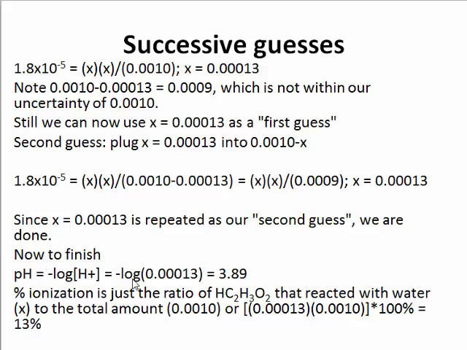To finish, we plug that into the pH expression and arrive at a pH of 3.89. Percent ionization is again the amount of HC2H3O2 that reacted over the total amount, or 0.00013 over 0.0010 times 100%, or 13%.